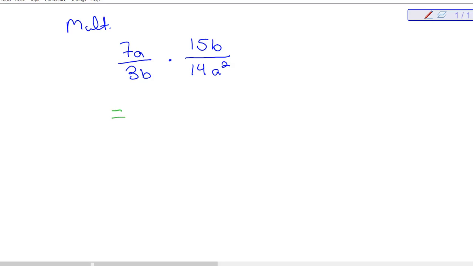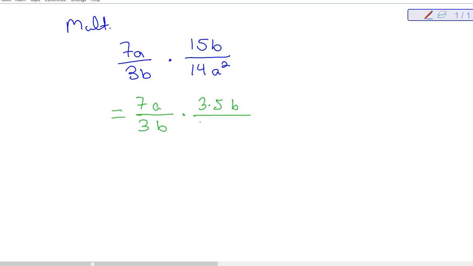When I do that, 7 is a prime number, so that's as far down as it can be written. And I just have one a. 3 is a prime number, so that's as far down as it can go, and I just have one b there. But over on this other fraction, 15 can be factored down into 3 times 5. And then I have 1b.